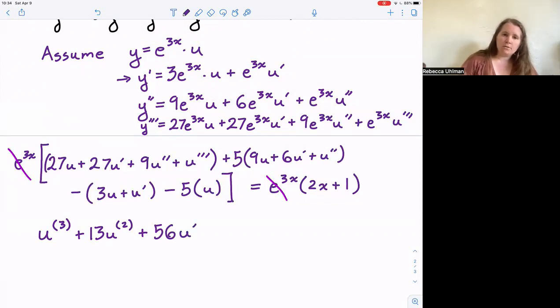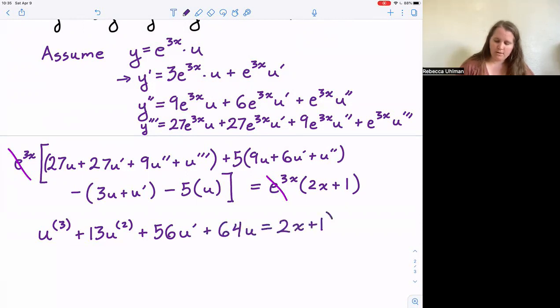And then we have plus 27u plus 45u minus 3u minus 5u. So that's 24u plus 40u, which is plus 64u, equal to 2x plus 1. Again, you don't need to do this if you don't want. This just avoids having to do the product rule with 2x plus 1, and we can just stick with u's and u primes.